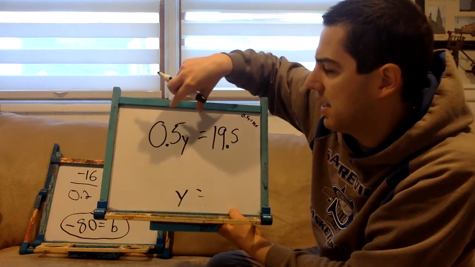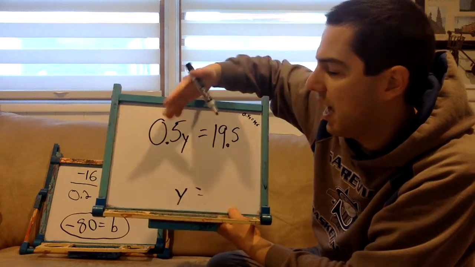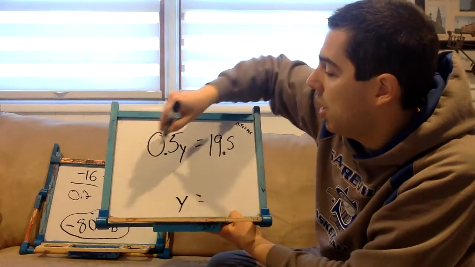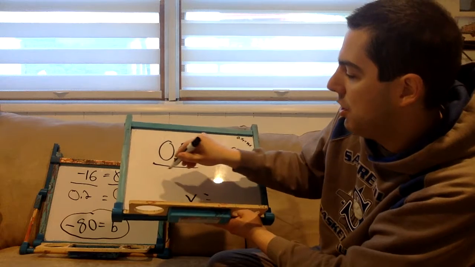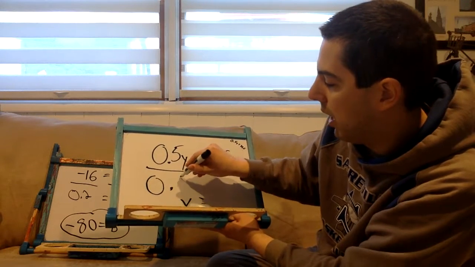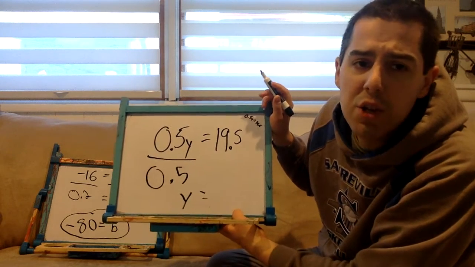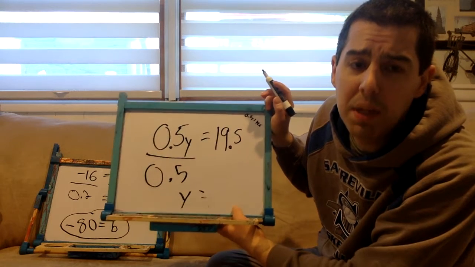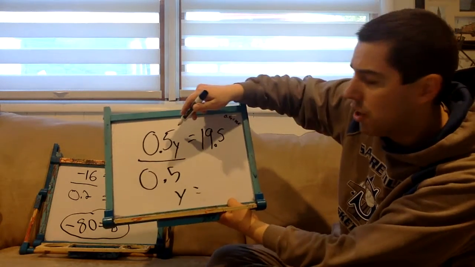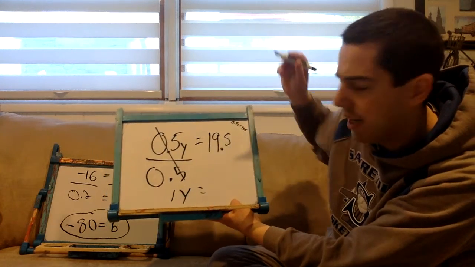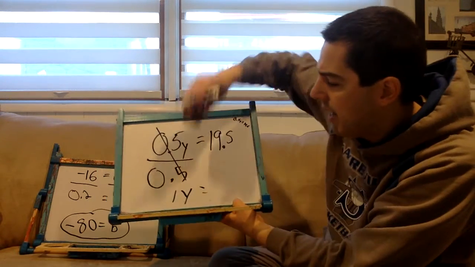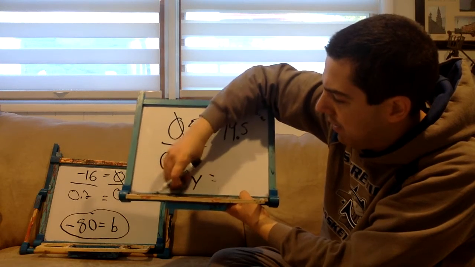You need to think of it as a scale. There's a left side and there's a right side, and they're equal. So if I want to isolate the variable, I need to undo multiplying by 0.5. So I'm going to draw a fraction bar. Why? Because I want to use division. Okay. 0.5 divided by 0.5 is 1. Okay. Or 1y is just y.